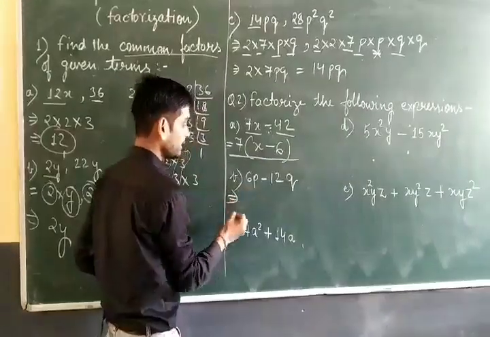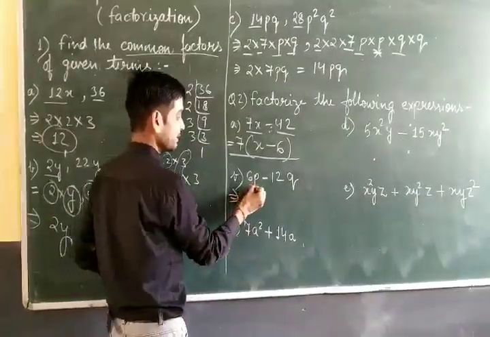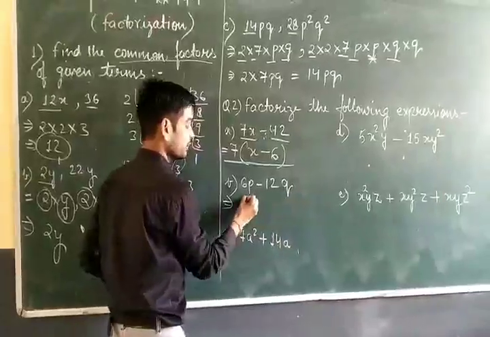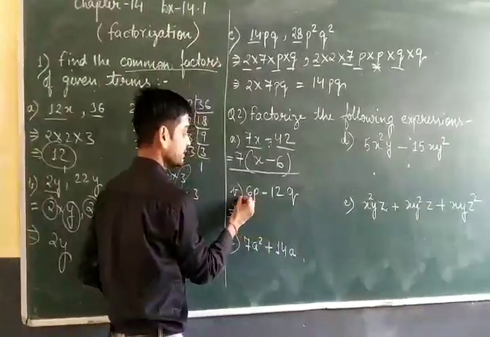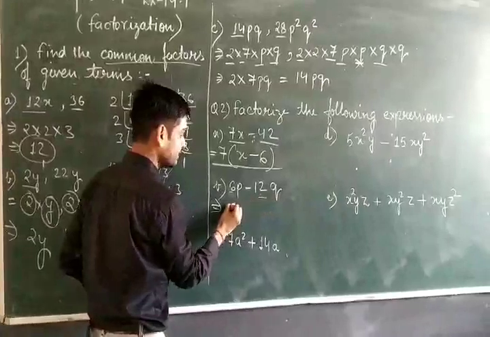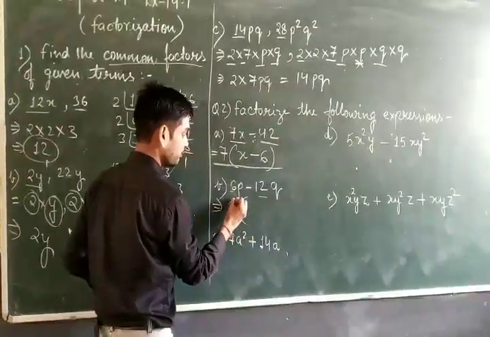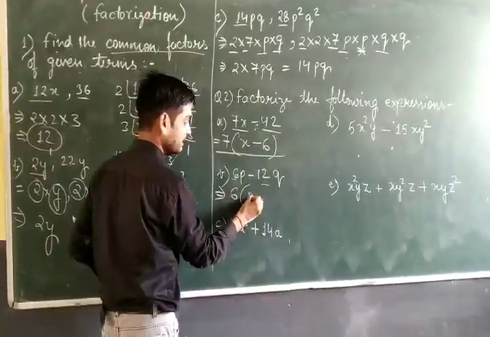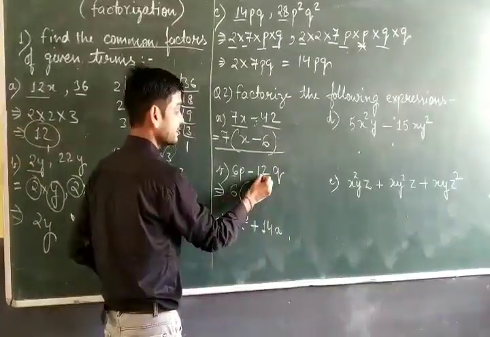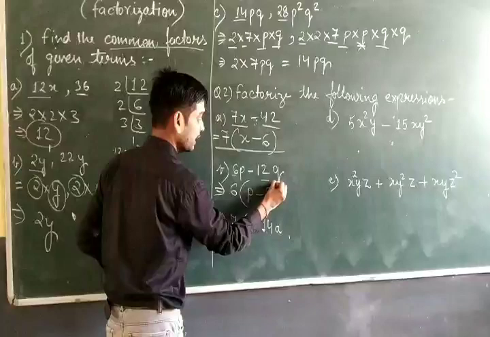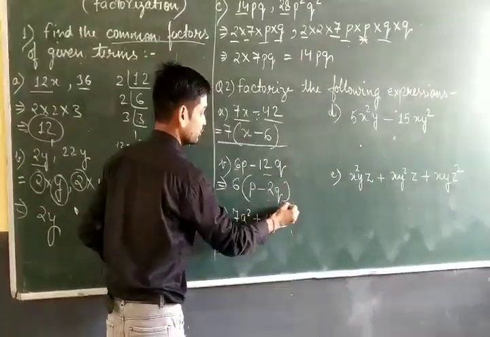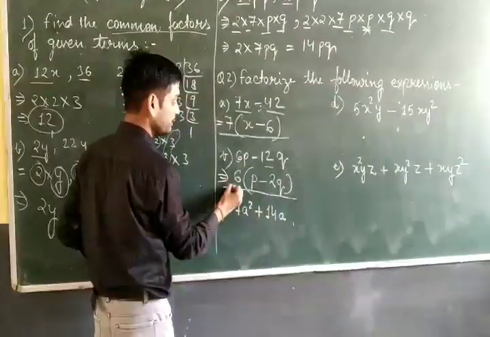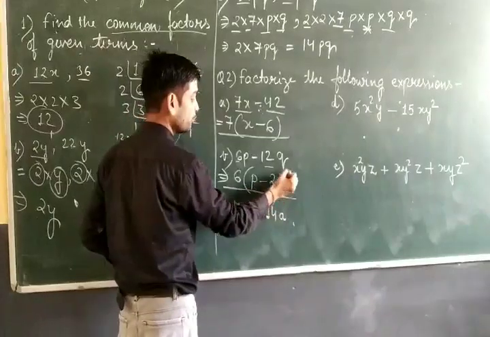Let's see the B part. In this question you can see here is P and here is Q. No alphabet is common, but 6 1s are 6, 6 2s are 12. That means 6 table will be common. That means from here 6 1s are 6. That means P is remaining only. Minus sign, we put the minus sign here. 6 2s are 12. That means 2 and Q will be remaining. So the factor of this value will be 6 bracket P minus 2Q bracket close.